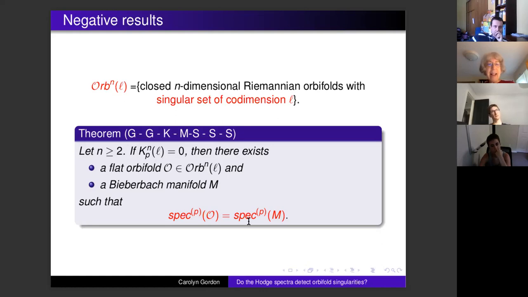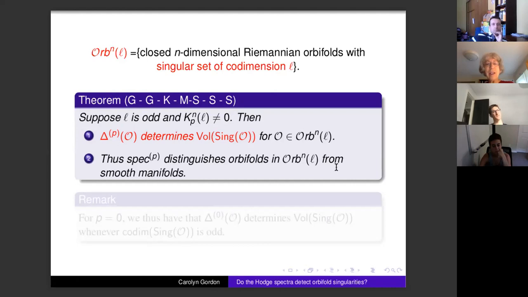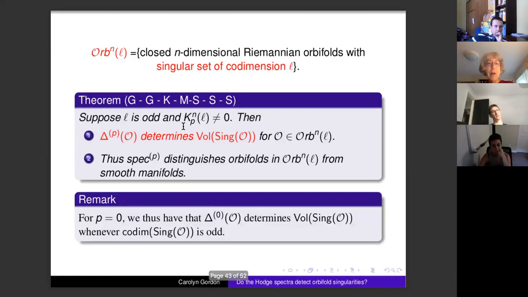On the other hand, if L is odd and the Crouchik polynomial of order P at L doesn't vanish, then the P-Laplacian actually determines the volume of the singular set for all orbifolds with singular set of codimension L. And so in particular, it distinguishes orbifolds in here from manifolds.